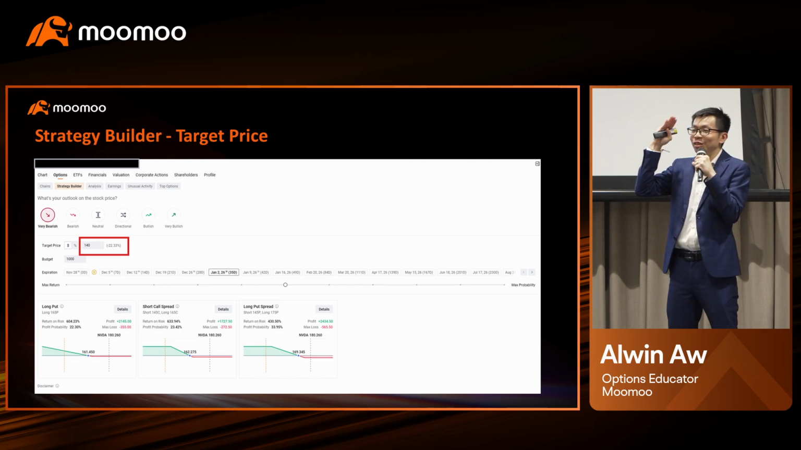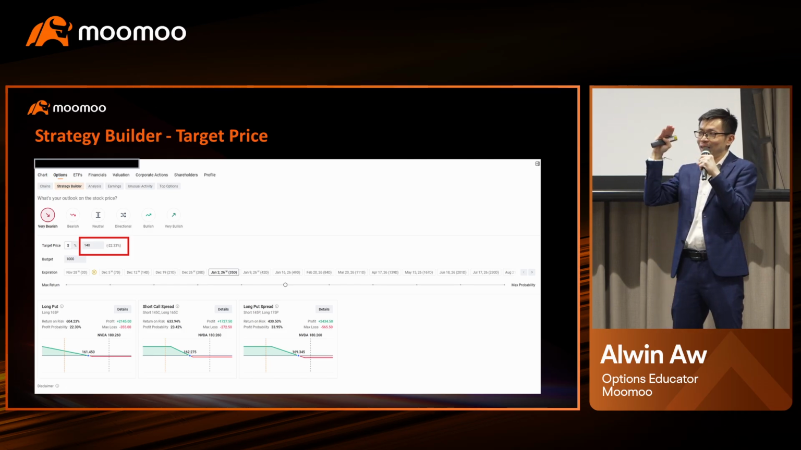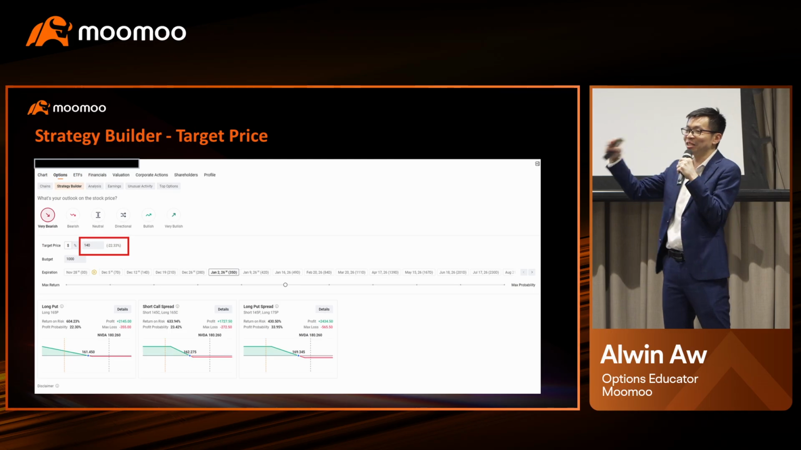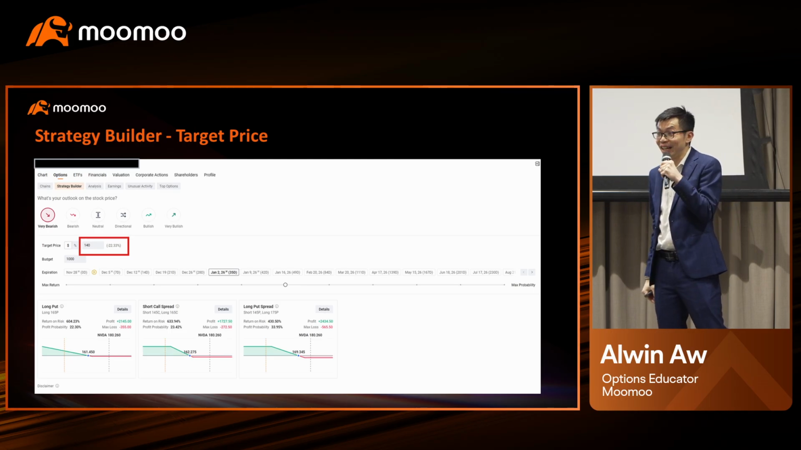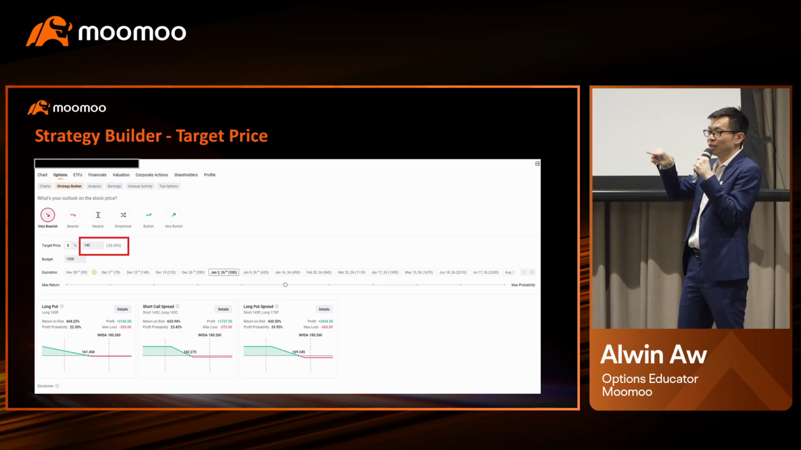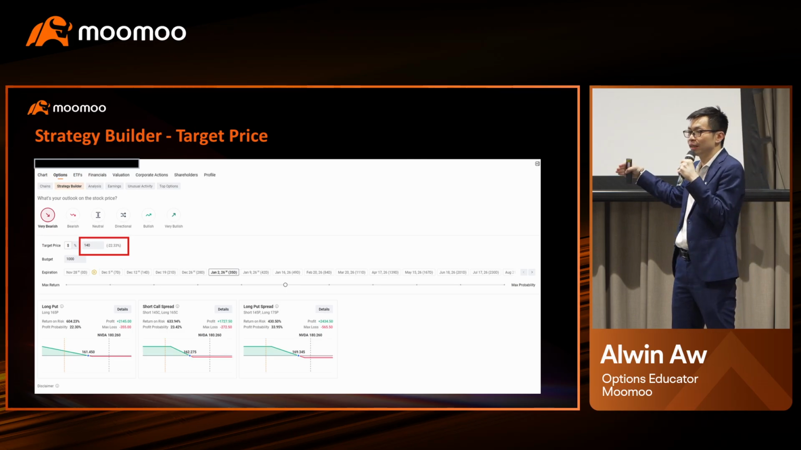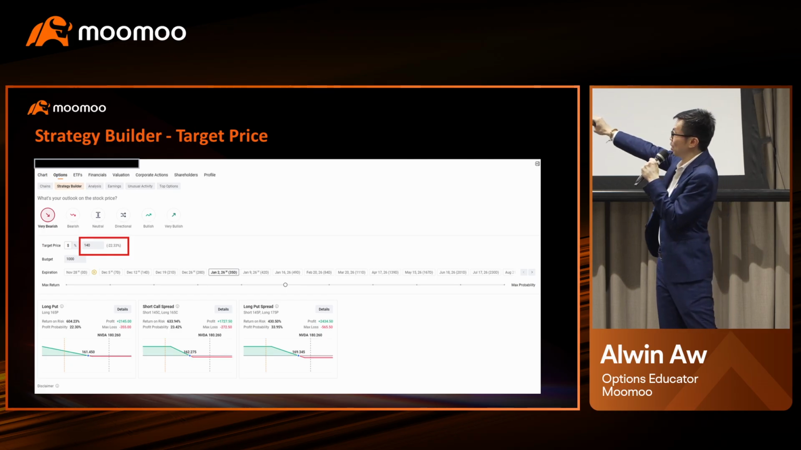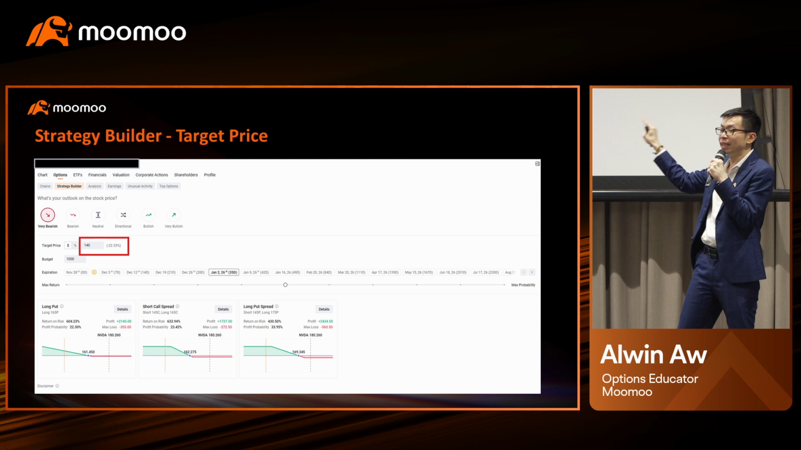Then only you set your target price. You say, I expect the stock price to travel from point A to point B. You have a target price. Then only you set your budget and your time frame. So that's the beauty of this strategy builder. You can choose your own parameters. After you set your parameters, you can also adjust your return and probability.